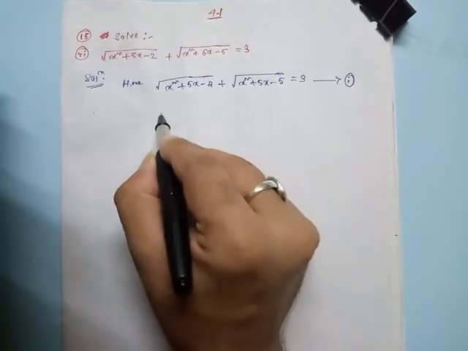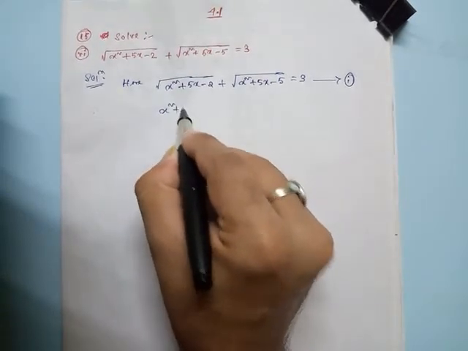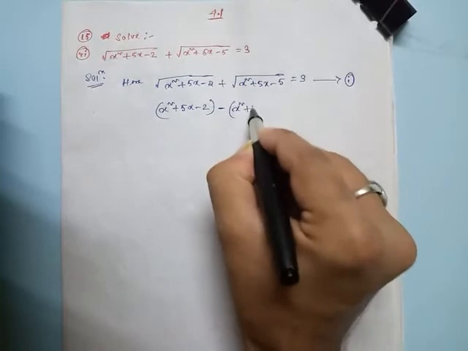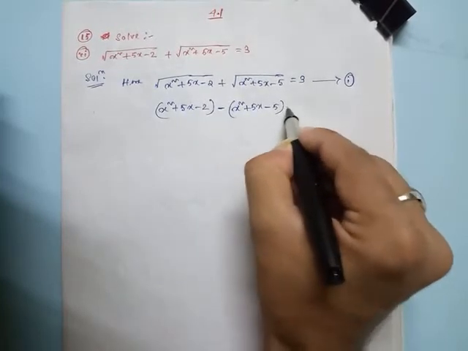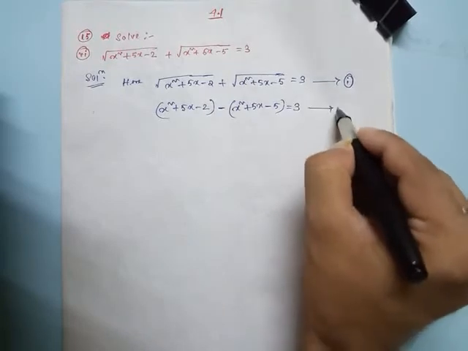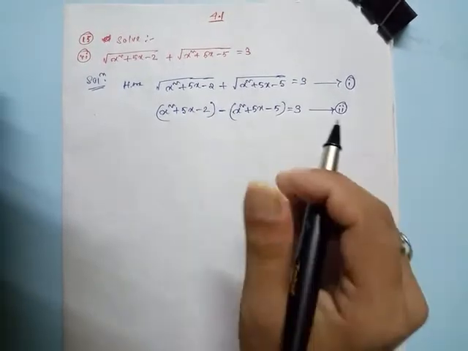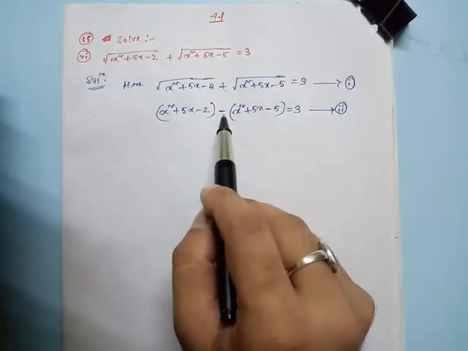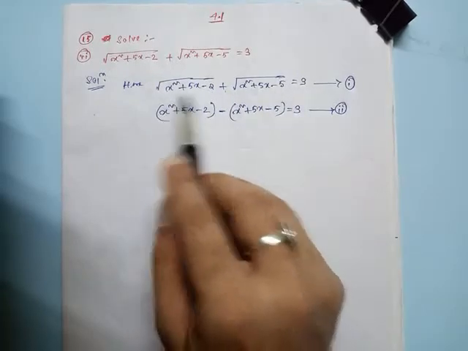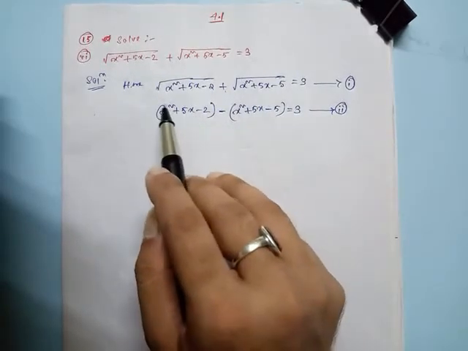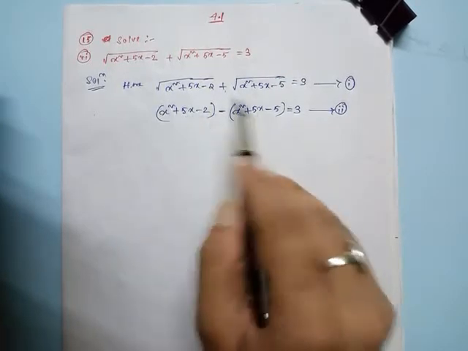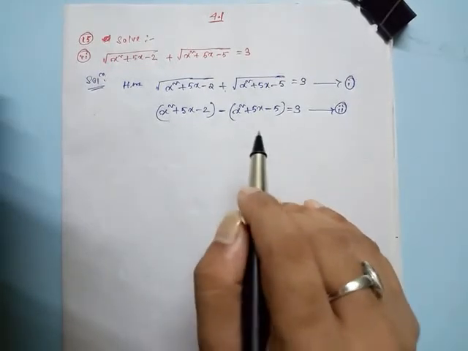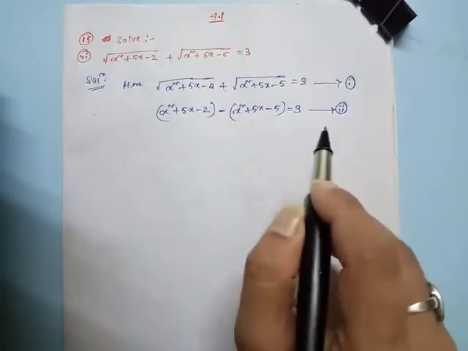Look now, same equation: (x square + 5x - 2) minus (x square + 5x - 5) equal to 3. We'll take this as equation number 2. Student, this equation contains plus 5, but here I have given minus. Why? Because if I make the root over of these two quadratic equations, then this could be in the form of a square minus b square. Now look how to solve this one.